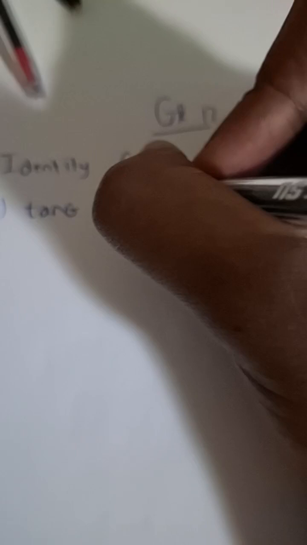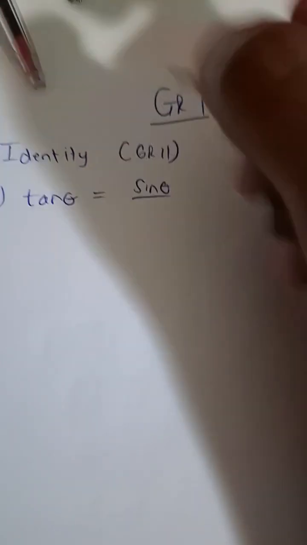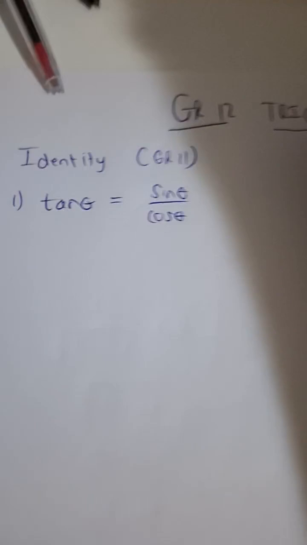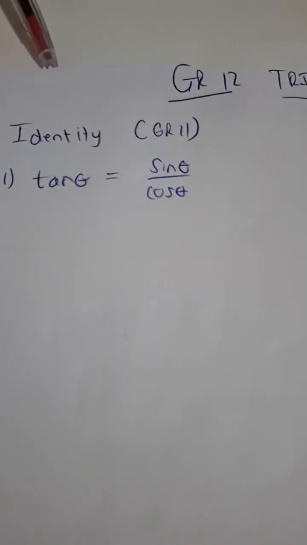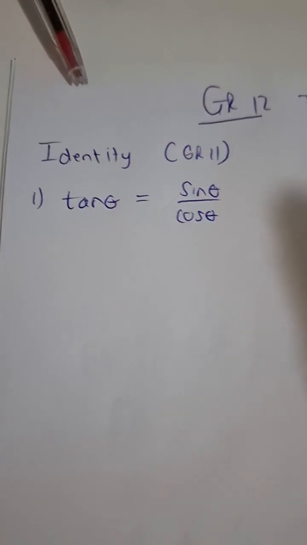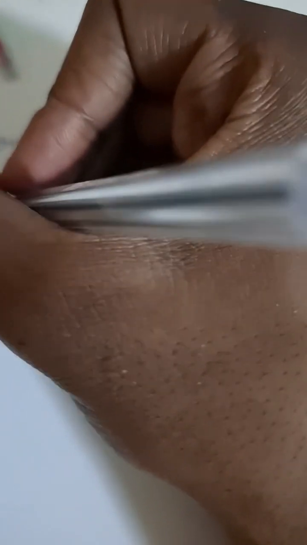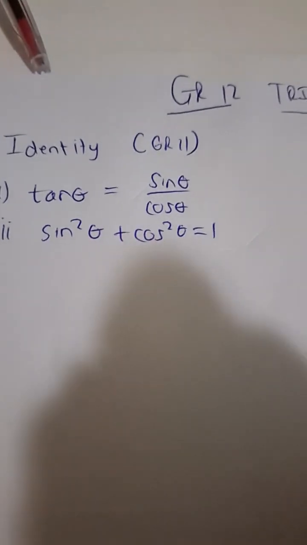There are two identities. The first one is tan of theta is equal to sine theta over cos theta. It's a very important identity that needs to be known by every learner in grade 11. The second one is what we refer to as the square identity: sine squared theta plus cos squared theta is equal to 1. Very important as well.